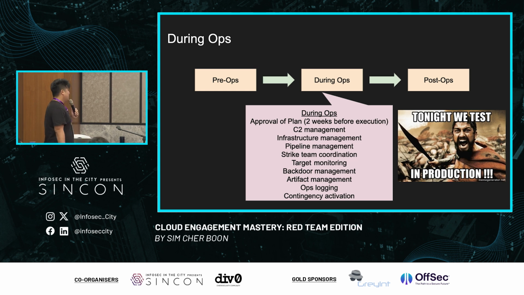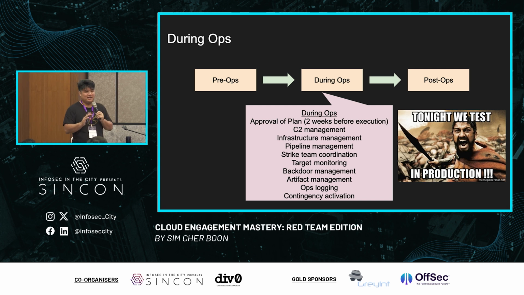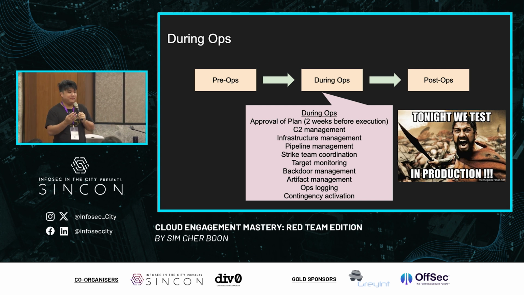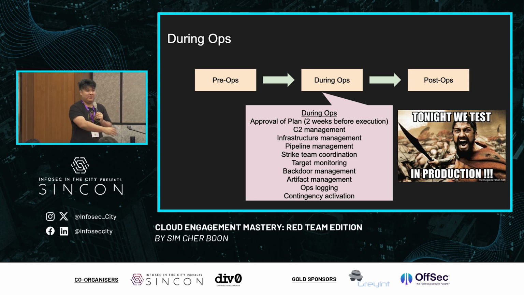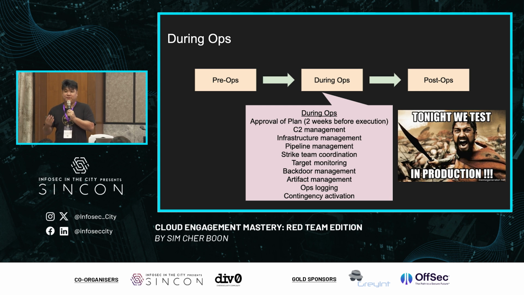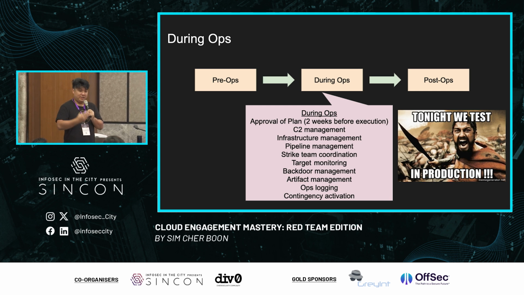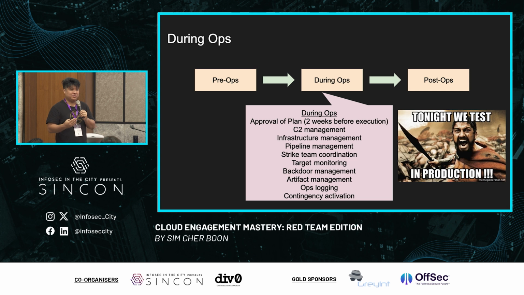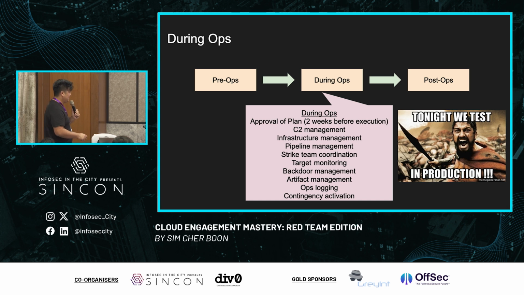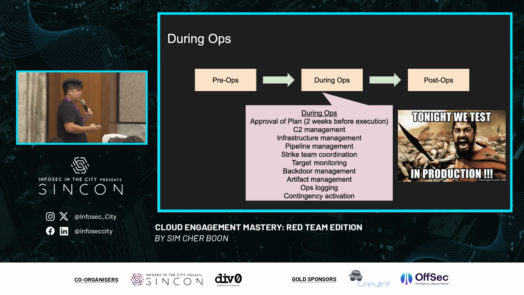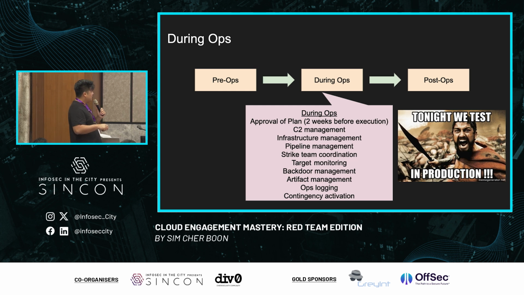Usually there will be 2 weeks before the execution, you get an approval of the plan if you need to. Certain red teams do not need approval, they just execute once they agree internally. But what I will recommend is that you get it approved 2 weeks before with your stakeholders if you need to. If you do not need to get it approved because you have an overarching charter that says the red team can do whatever they want, by all means, you don't need the first step. You can just go to the second step: start managing your C2, monitoring it, and the infrastructure as well.